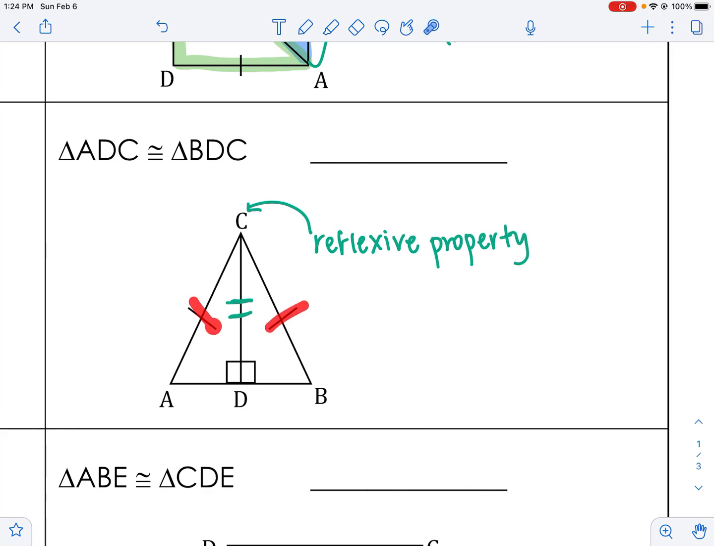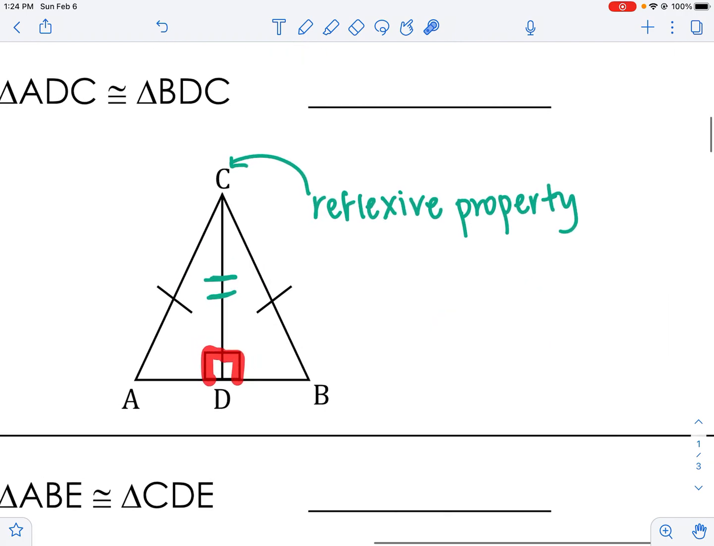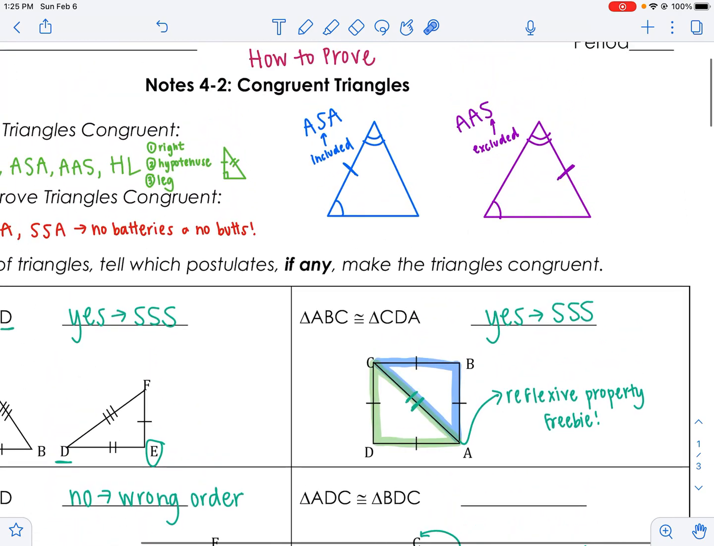Now, I see that they have two sides in common, so they have that side in common, they have that side in common. So I could ask myself, is it side, angle, side? Is my angle between the sides? And it's not. It's on the edge. But there's something special about this angle, and that's that box means that it's a right triangle. And if we think back, there was one that worked for right triangles, and that was HL.